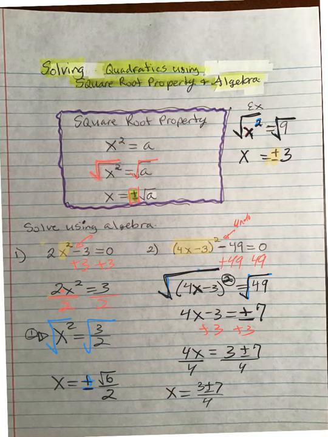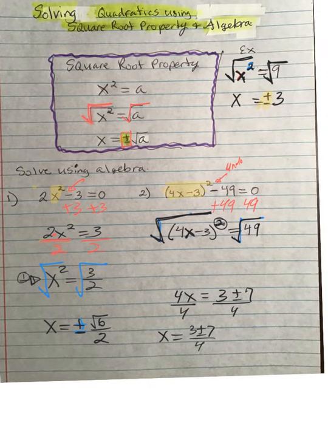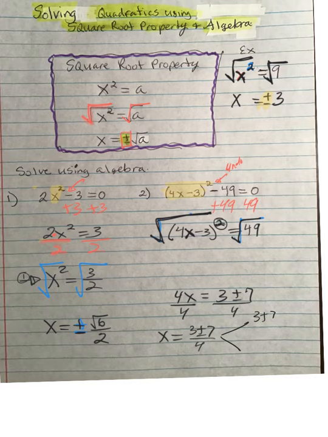Now we're not done, because that means two things. So let me erase some of this so we can have some more room. This means two things. It means 3 plus 7 divided by 4, and it also means 3 minus 7 divided by 4. So this gives you 10/4, which reduces to 5/2. And this gives you -4, but divided by 4 is -1. So the answers are 5/2 and -1.